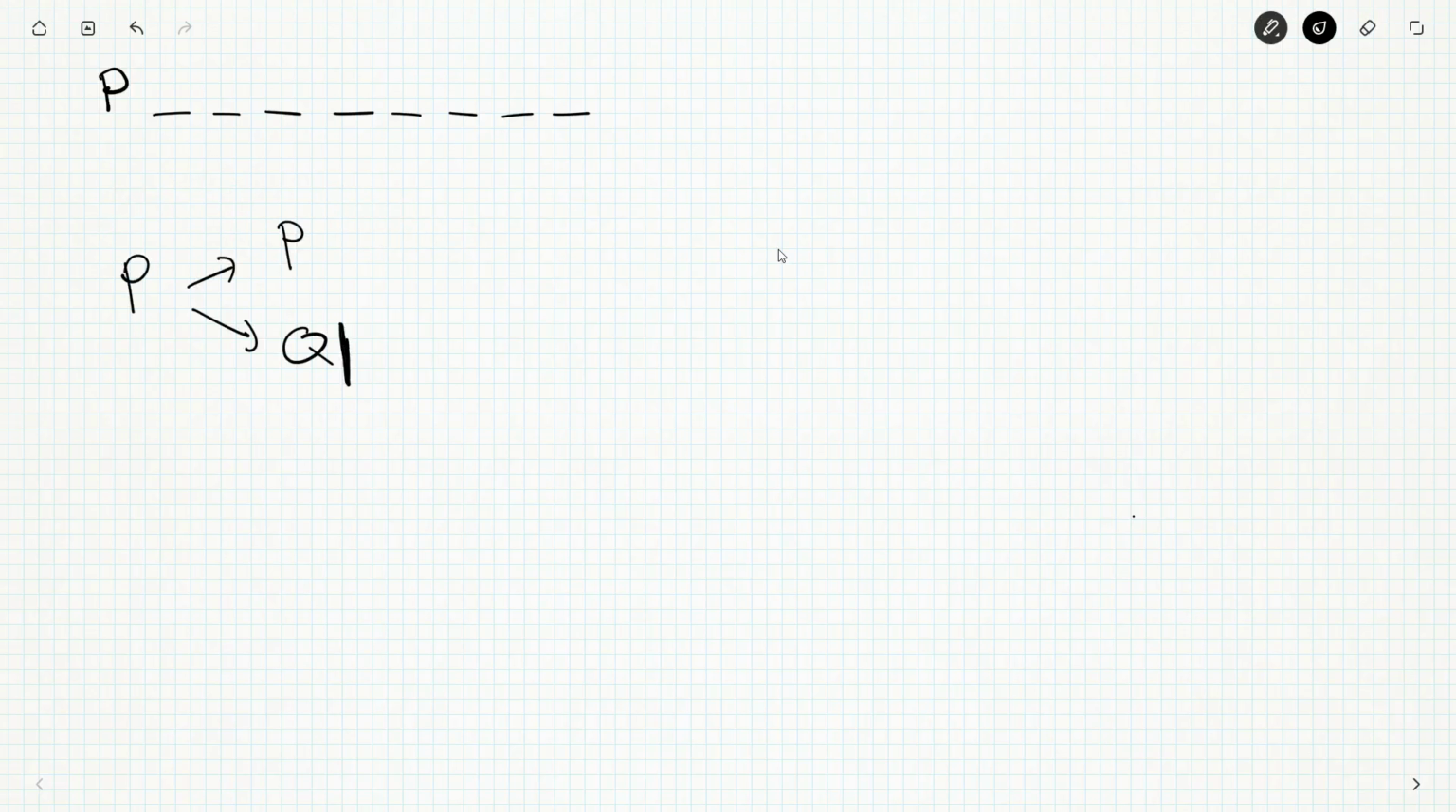And so then what's left is just to count the number of sequences with 6 P's and 1 Q, and we don't care about the order. So that's 7 blanks and 1 Q to choose.